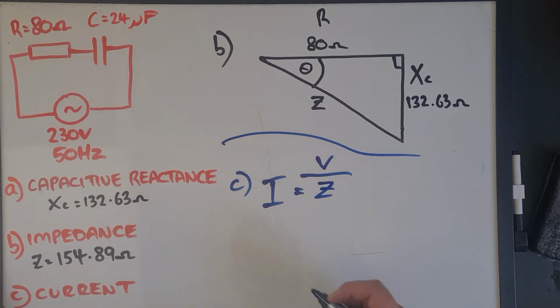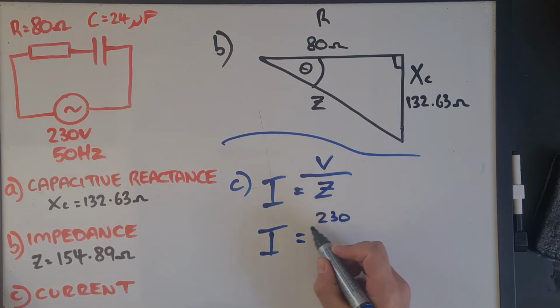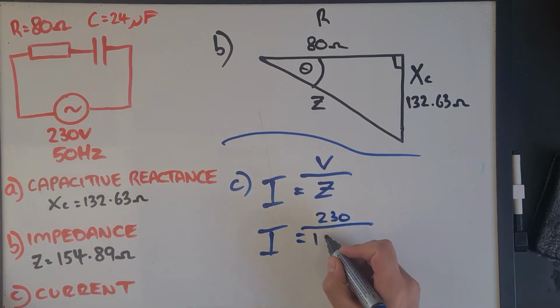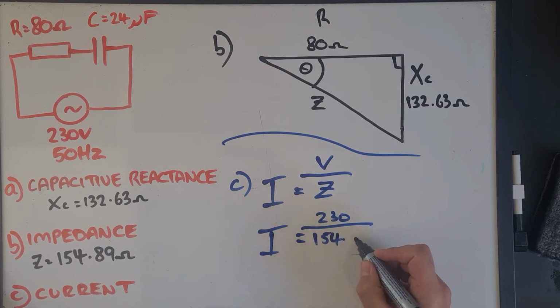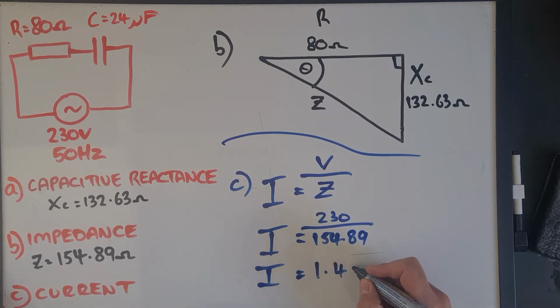So now it's pretty simple. Ohm's law, supply voltage is 230. Our impedance we've just worked out is 154.89 ohms. That's going to give us a value of current as 1.48 amps. There you go. Again, we'll take that value of current and pop it underneath the question.